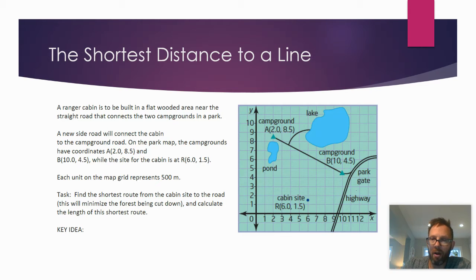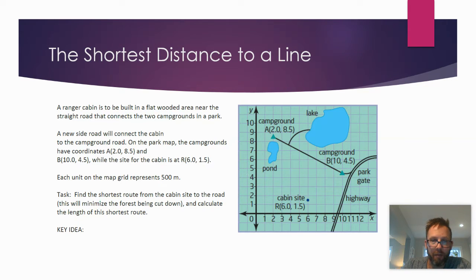What we're going to do is connect this cabin site to the campground road with a side road. And obviously, to minimize the construction materials for the road, the labor it would take, how much forest maybe you have to chop down and get through, you want to find the shortest route. You want to know exactly what point to connect the road to, so that it's the shortest route.